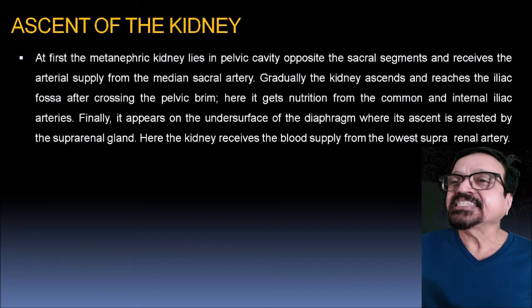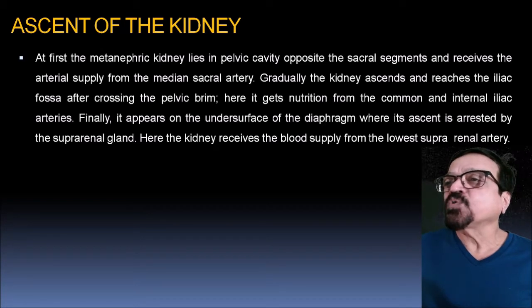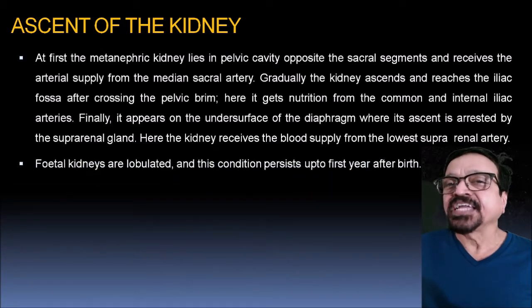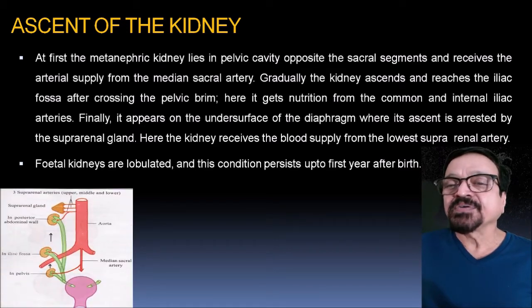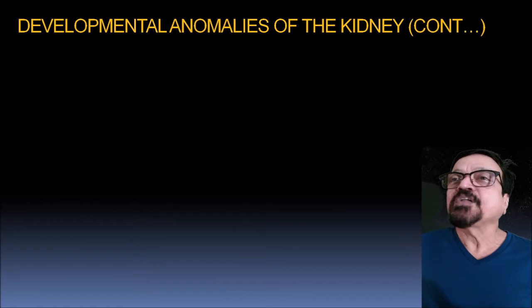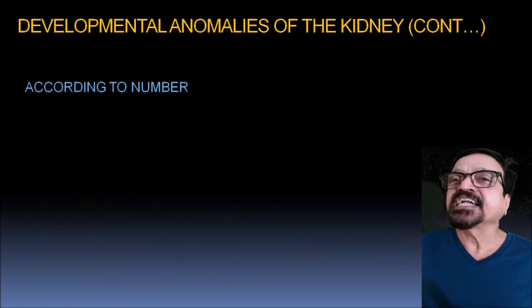Here the kidney receives blood supply from the lowest suprarenal artery. Now the fetal kidneys are lobulated and this condition persists up to the first year after birth. Now here it is shown in the diagram. Now development of the anomalies of the kidney continues.